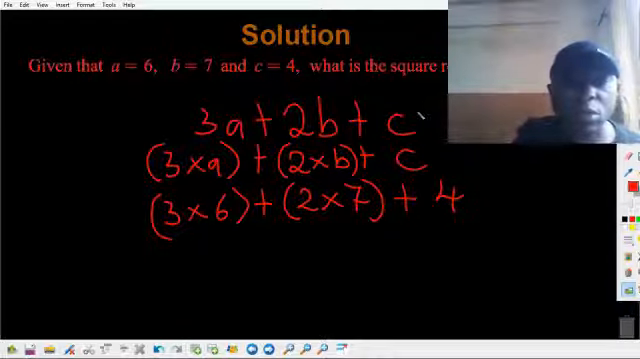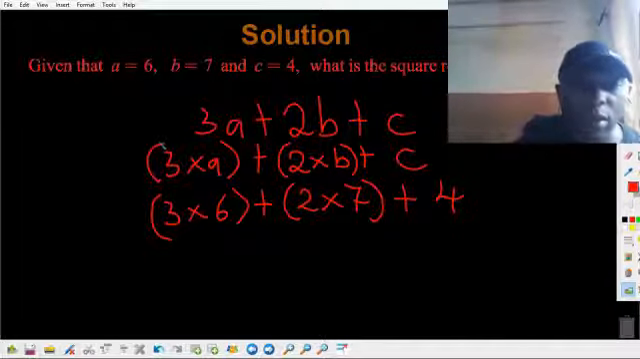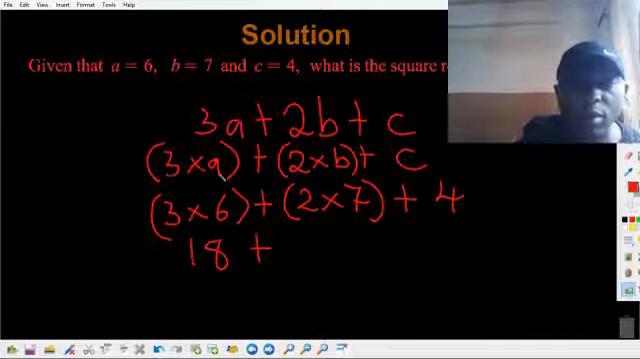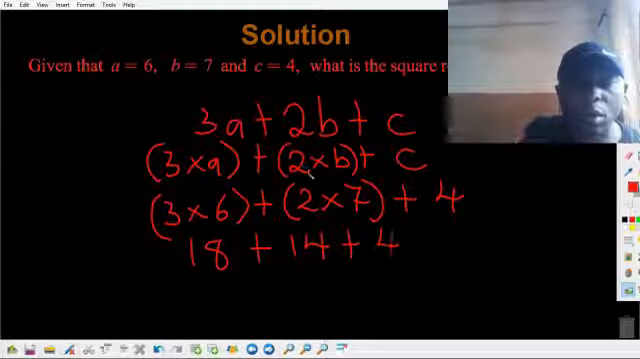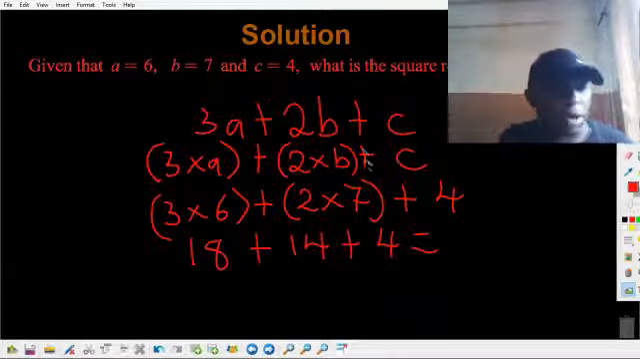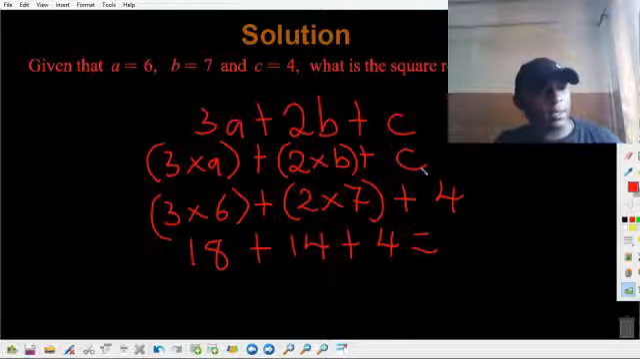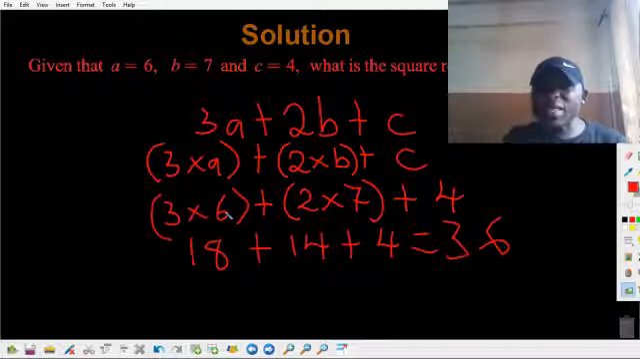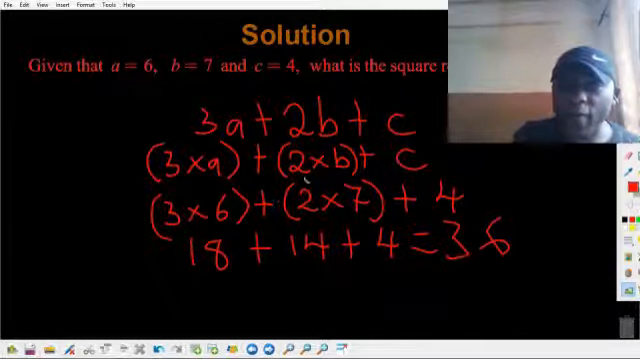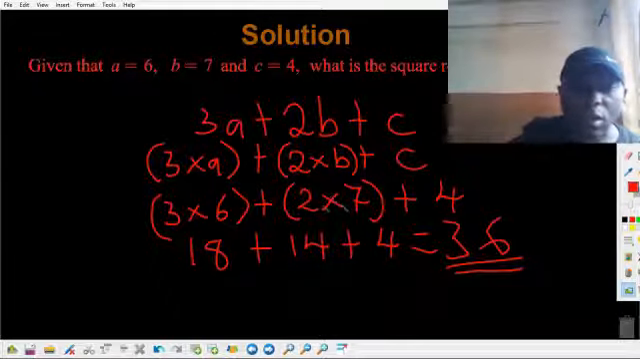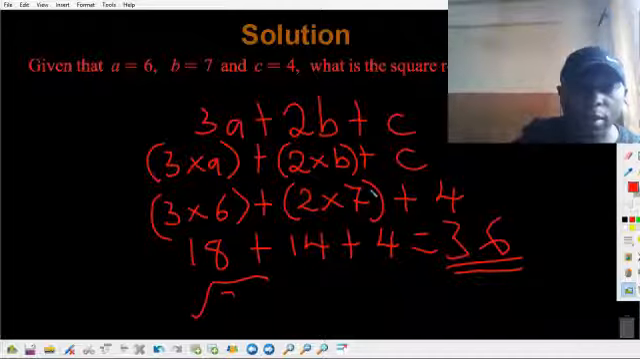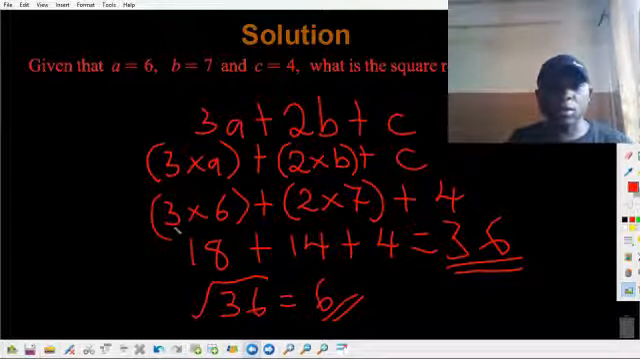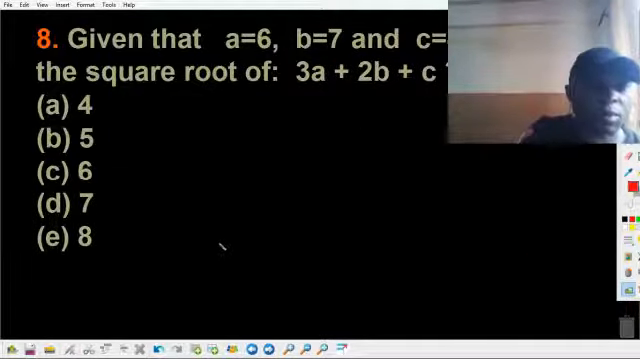Now let us multiply this. We say 3 times 6 will give you 18, plus 2 times 7 will give me 14, right? Plus 4. And when you add this up together, we're going to have 36, right? One side is equal to 36. So now the question says, what is the square root of the number given? We found the value of the number, right? And that's 36. Now we say the square root of 36 is equal to 6, right? So let's go back to the options. Our option here is option C.